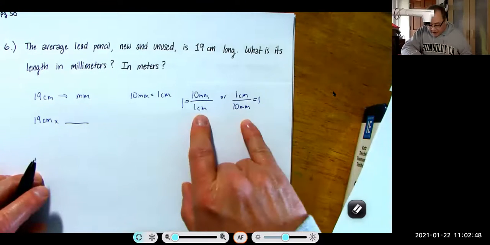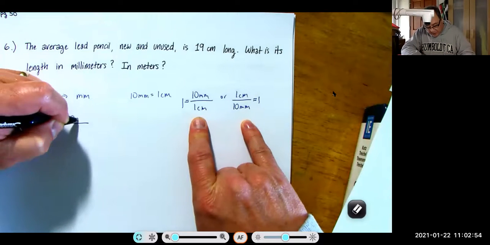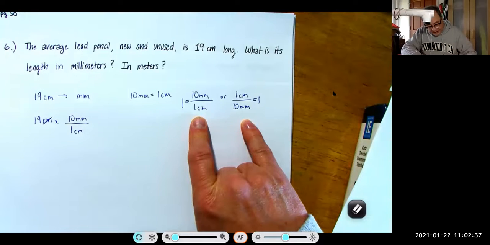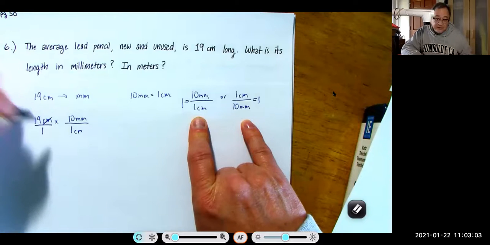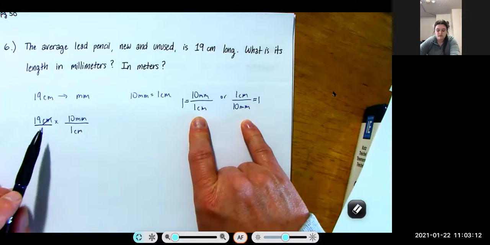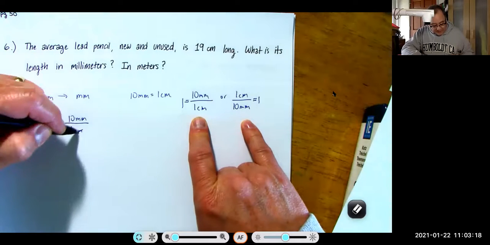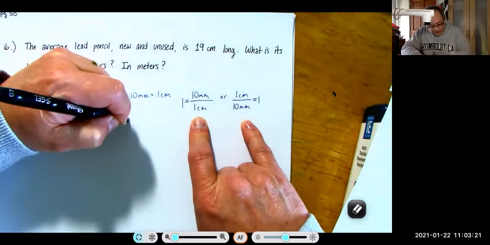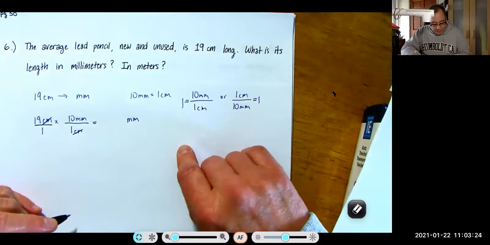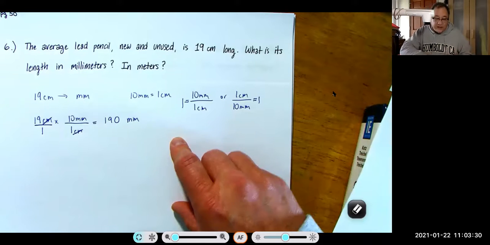Now, which of these two am I going to use over here? Well, if I want to get rid of centimeters, I'm going to use 10 millimeters over 1 centimeter because this is in the numerator. Sometimes it's hard to tell. So what people do is they use the identity law, which says if you divide anything by 1, it's still the same number. So here it's really easy to see that's in the numerator. I don't normally do this. But this centimeter cancels that centimeter. And that millimeter does not cancel, so we're left with that. Now, when we multiply these, we get 190 millimeters. And this is one way to do it.